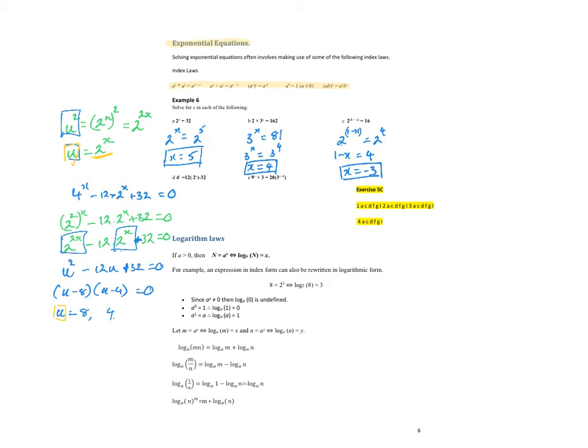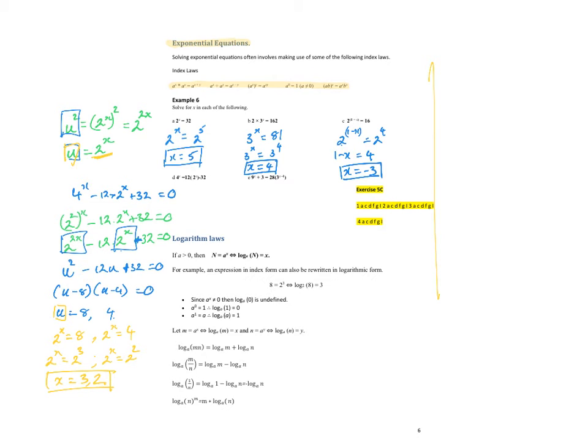Now u is something that I created, and u is in fact 2 to the x. So I can now write that 2 to the x is equal to 8, and 2 to the x is equal to 4. Get the bases the same. It's equal to 2 cubed, and 2 to the x is equal to 2 squared, which means x is actually equal to 3 or 2. Okay, so the key is just seeing that whilst 4 and 2 aren't the same base, we can make them the same base, and the only thing that's different is the power.